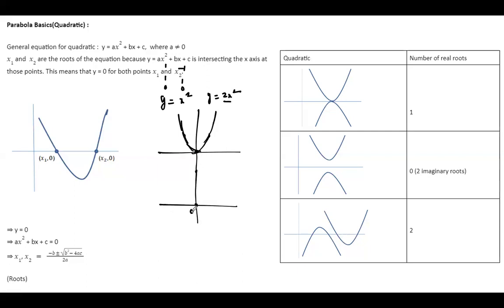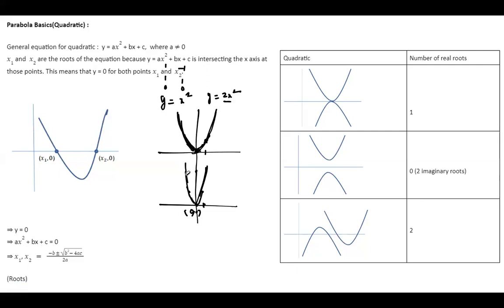when x is 0, y is 0. When x is 1, y would be now 2. As in here x was 1, y was 1, but here when x is 1, y is 2. The graph will be more sharp in this case. The graph would be something like this. It is increasing quickly. Here it is increasing gradually. But it will have the same nature.